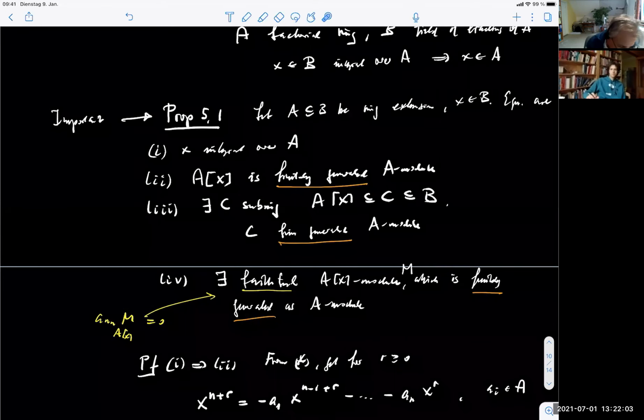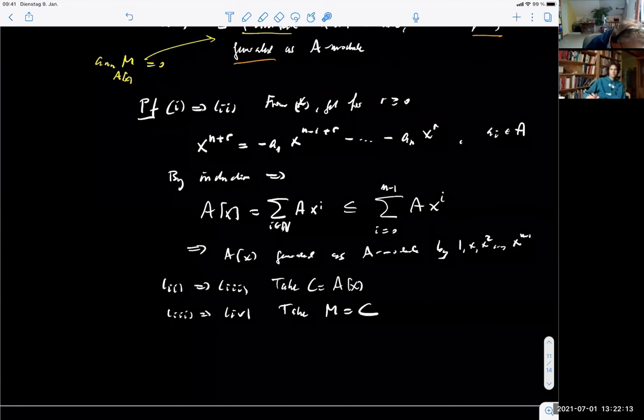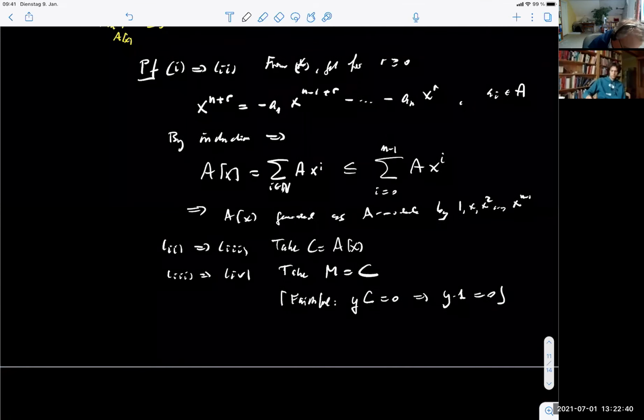There is this thing about faithful, but it is clear that it is faithful. Why is it faithful? Let me write. If I have an element y such that y times c equals 0, then you just take, when C is a ring, so it contains the 1, then you have y is 0. Okay. So now everything was easy actually.